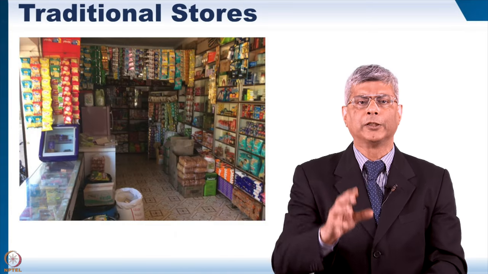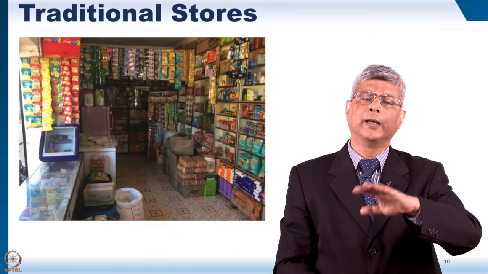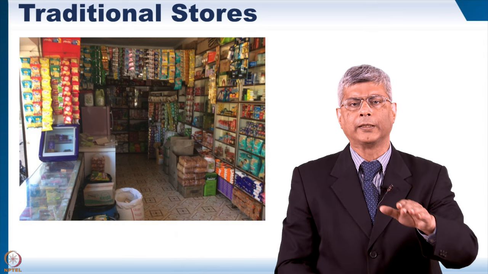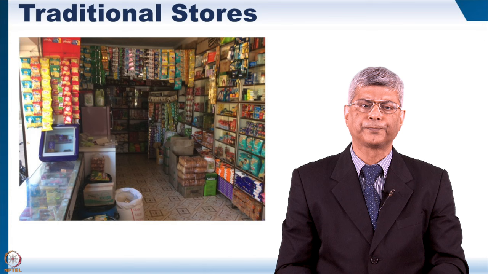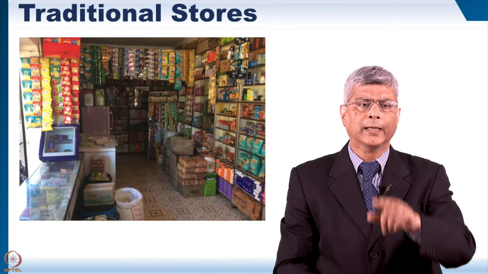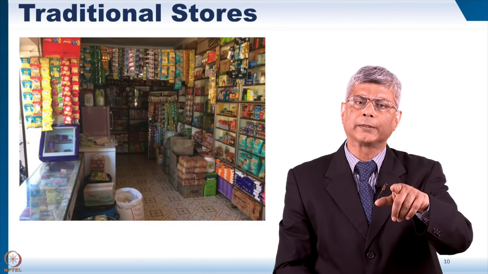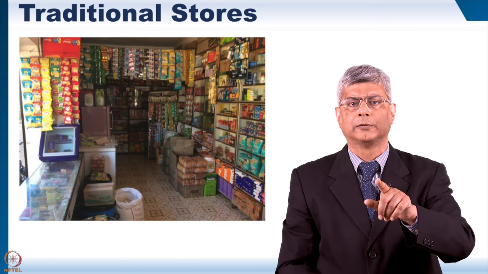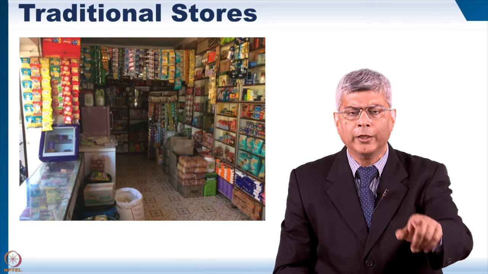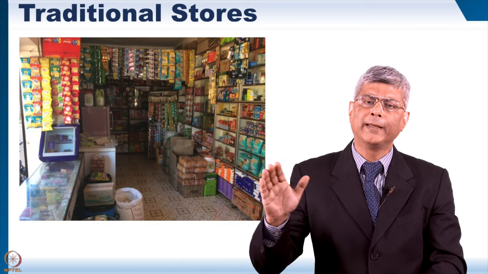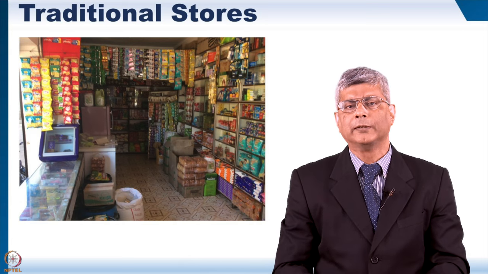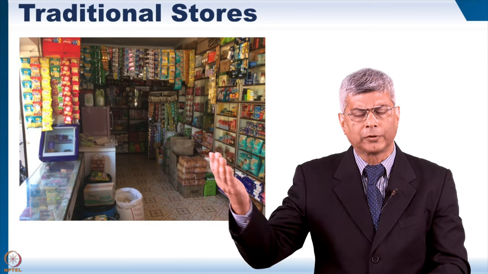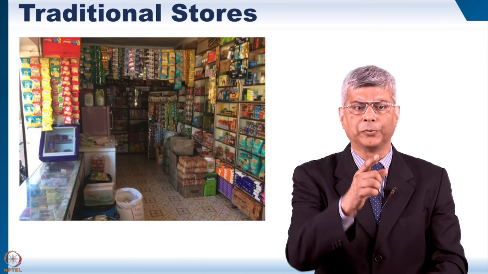So this is a traditional store. You'll probably have a store near your house, whether you're in a village or you're in Mumbai or Delhi or Chennai or Guwahati or Bhubaneswar. There are plenty of stores like this. And if you look at the store, there are lots of products in that store, but which is not made in your neighborhood. It's probably made in a factory 1,000 kilometers away. And it has gone through layers and layers of distribution to reach this point.